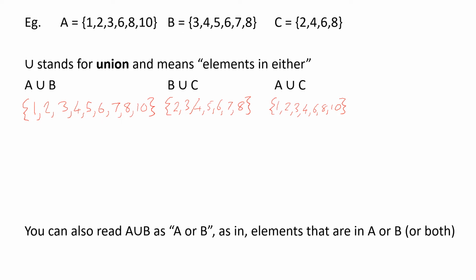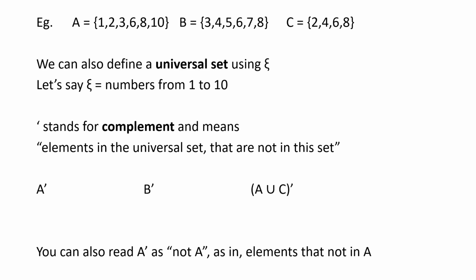Another note here, this union symbol is sometimes read as or, as in elements that are in A or B or both. The third important bit of notation, and basically the last one, is this one here. Little apostrophe looking thing, which stands for a complement, which means elements that are in a universal set that are not in this particular set.